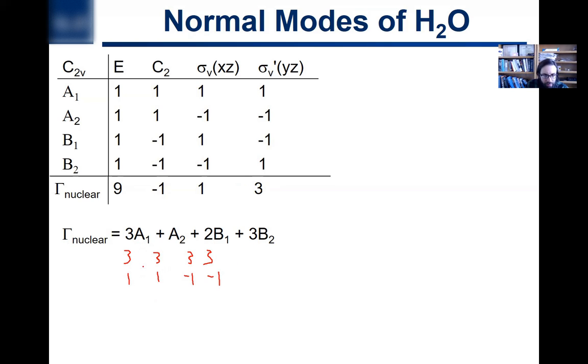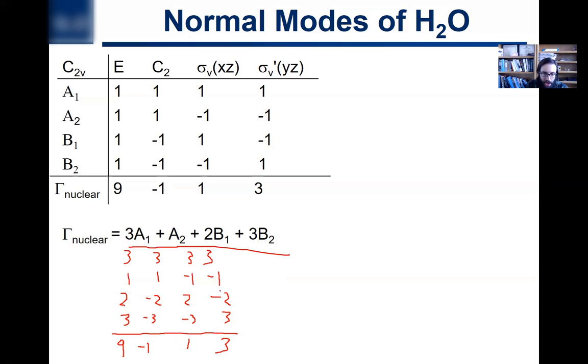And then what do we have? 2B1. So I'm going to times by 2 times B1 there. 2, negative 2, 2, negative 2. And then I have 3B2. So that's 3, negative 3, negative 3, and 3. And so hopefully when I add this up, this all works. 3 plus 1 is 4, plus 2, 6, plus 3 is 9. Okay, that's off to a good start. 3 plus 1 is 4, minus 2 is 2, minus 3 is negative 1. Looks like it's working. 3 minus 1 is 2, plus 2 is 4, minus 3 is positive 1. 3 minus 1 is 2, minus 2 is 0, plus 3 is 3. So that works. That's just proving to you that this is the correct decomposition of this reducible representation.